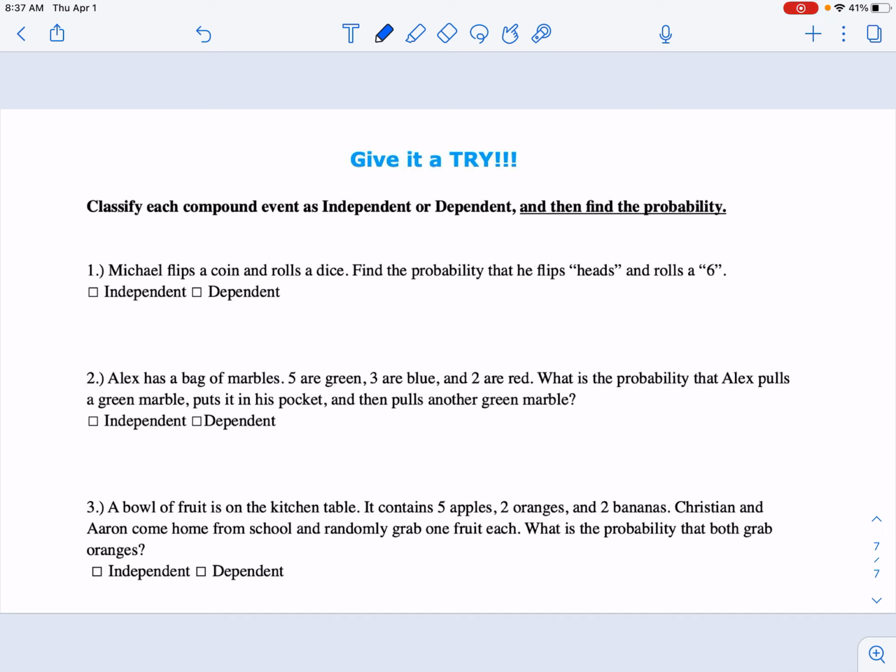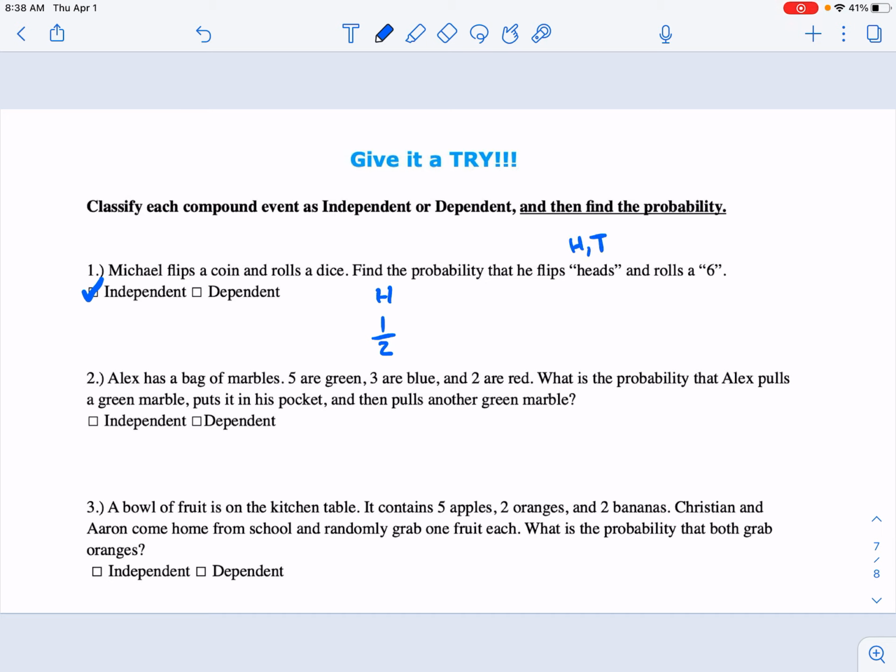All right, let's take a look at the first one. It says Michael flips a coin and rolls a dice. Find the probability that he flips heads and rolls a 6. So is flipping a coin going to change the probability of rolling a dice? Okay, no. So it's independent. Okay, so now heads, the probability of getting a heads is 1 out of 2, since you only have 2 outcomes, heads or tails.